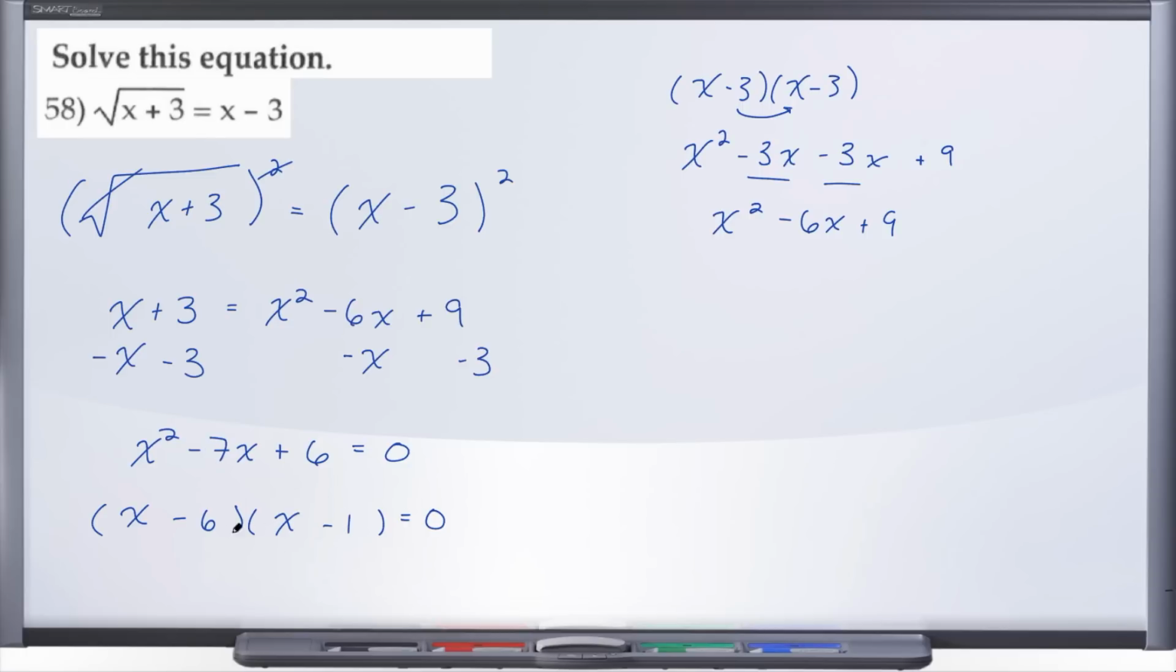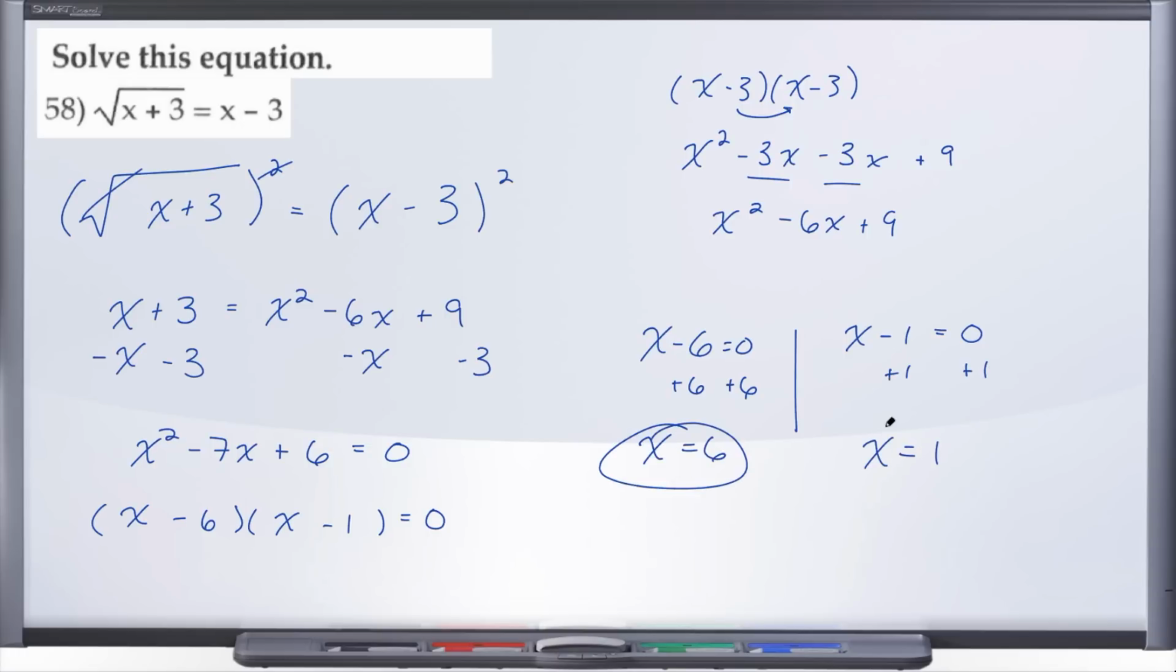And now that we have our factors, we're going to set each of these factors independently equal to 0. So we'll have x minus 6 equals 0, and we'll have x minus 1 equals 0. All right, let's go ahead and see what happens here. So we'll add 6 to both sides, so we get x equals 6. Here we're going to add 1, so we get x equals 1.